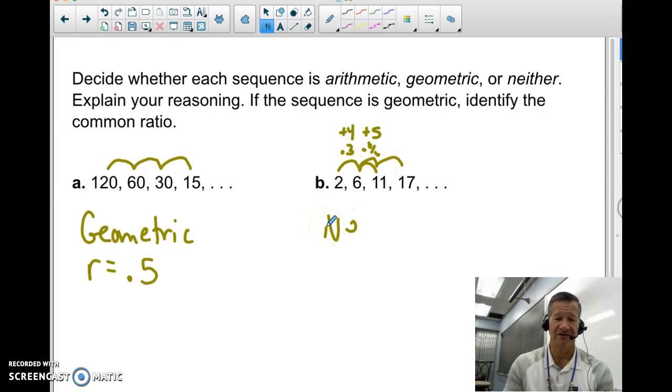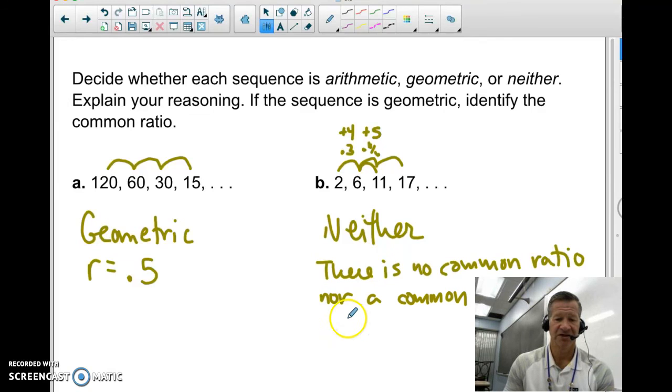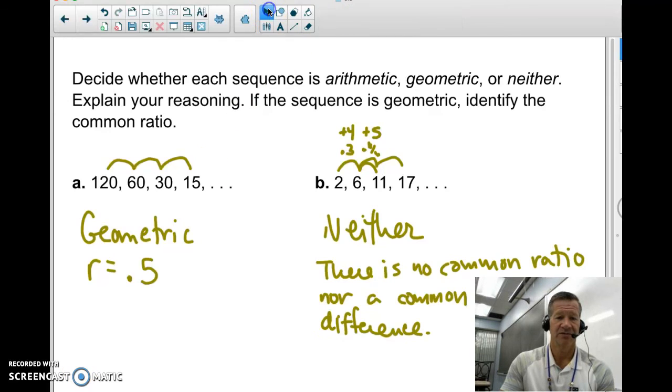This one is neither geometric nor arithmetic, and the reason is because there is no common ratio, nor is there a common difference. So it's not geometric, nor is it arithmetic. And that's all I got for this first example. Should be a piece of cake.